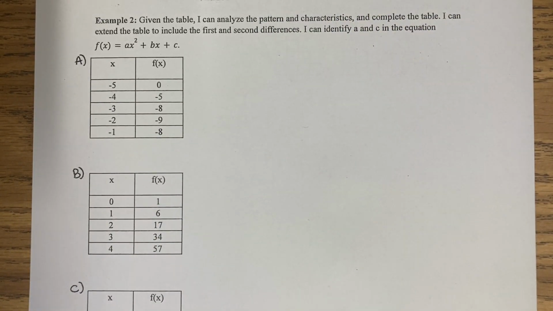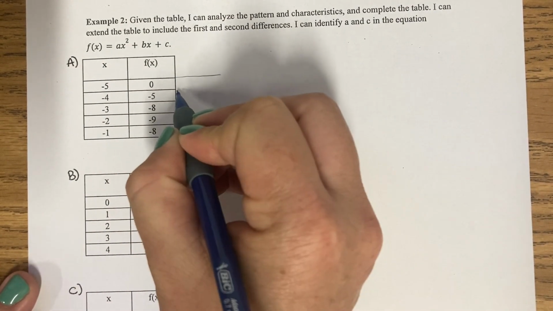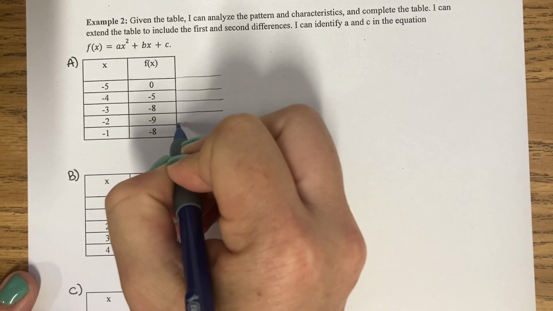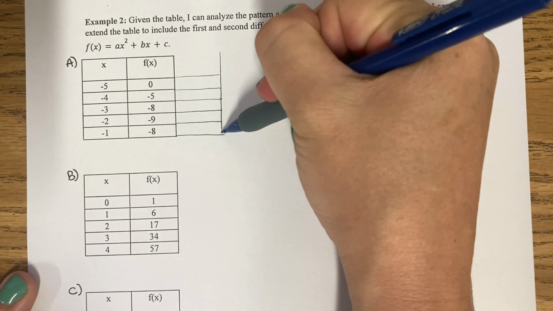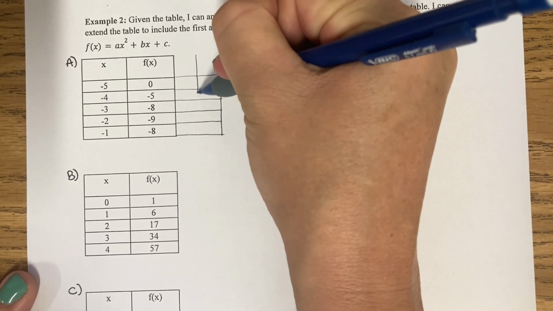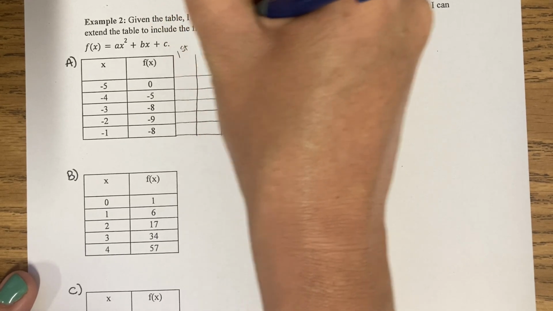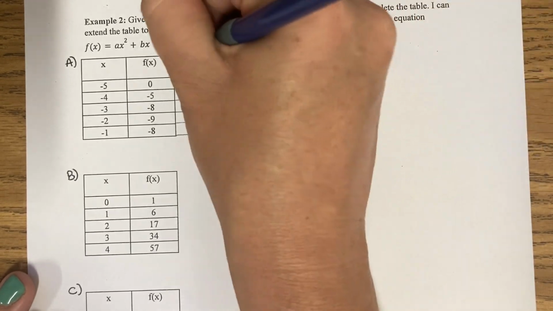Whenever you have a quadratic, you need to extend out your lines. Okay, you need 2. So this is going to be the first difference, and this is going to be the second difference.